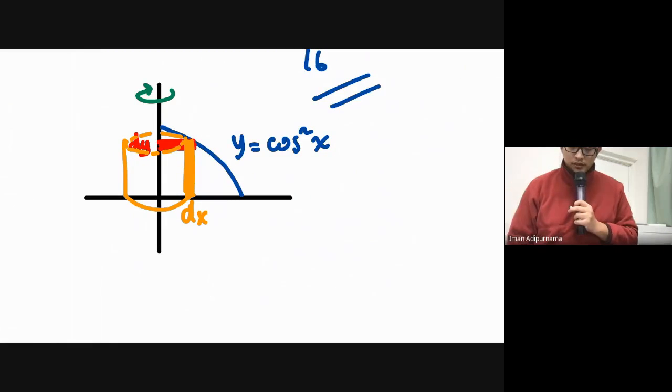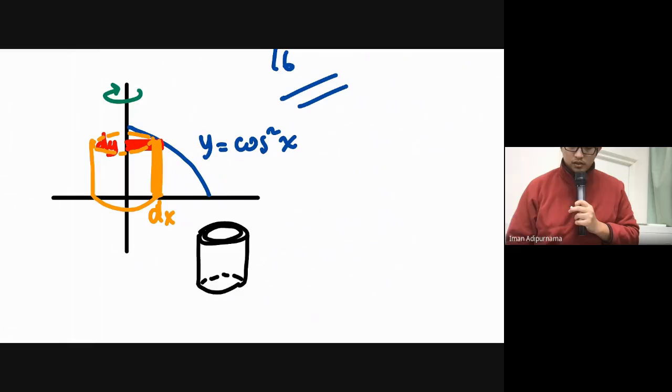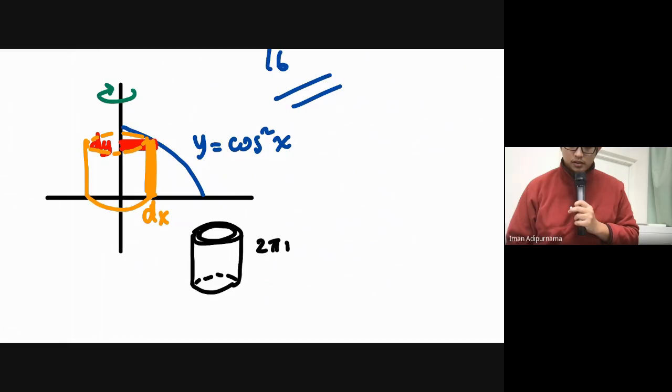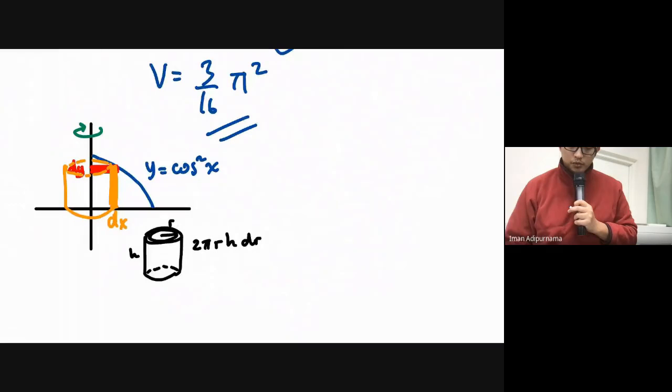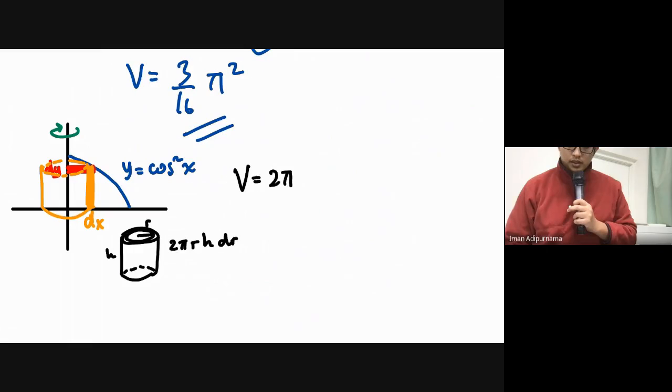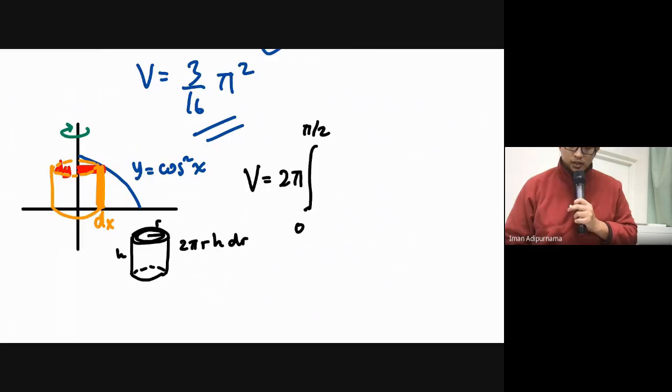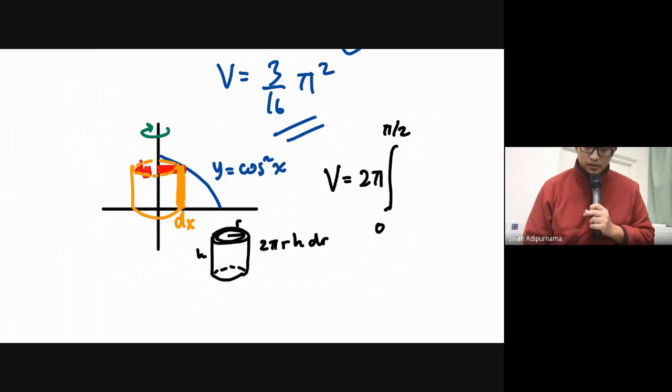And then it will be the shell method. The shell method is basically, if you have this with a certain thickness, it will be 2 pi r and then h, right? So it's h, and this is r, and the thickness is dr, right? So we can set up the formula. So the volume is 2 pi, and the same interval in x, 0 to pi over 2. And what is our r?